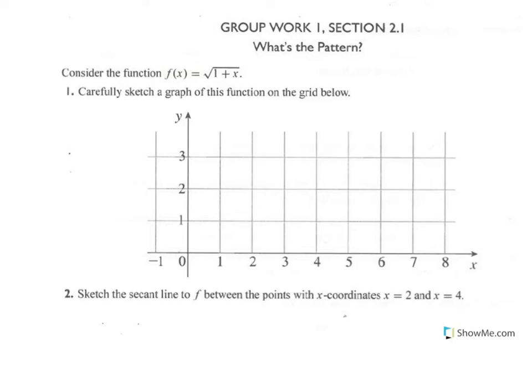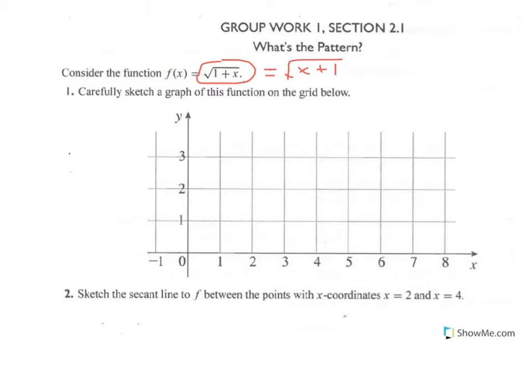So let's take a moment to recap the group work that we started with in section 2.1. There were some hints there as to how to complete this group work, and hopefully you got a chance to check the key out. But the first step, number 1, says carefully sketch this function that's shown above. Well, if it's a square root function, we kind of know the general shape of what that looks like. And notice underneath the square root symbol, we have that 1 plus x, and we can kind of think of that as the same as the square root of x plus 1.